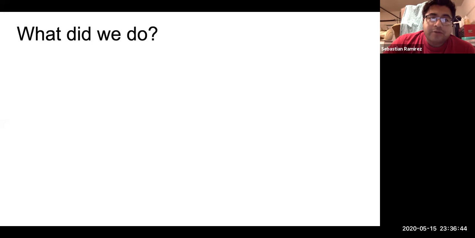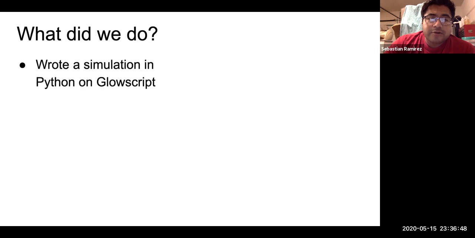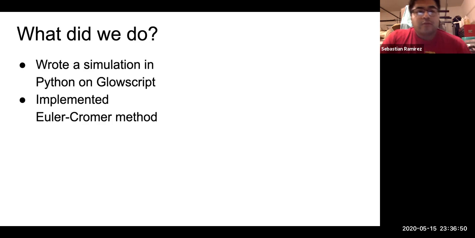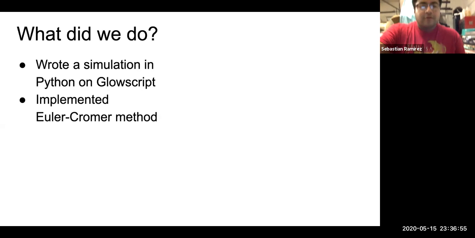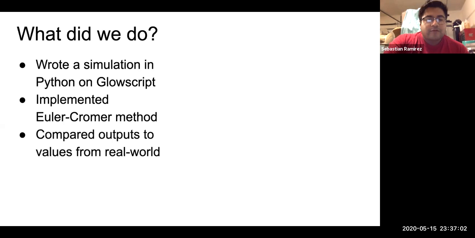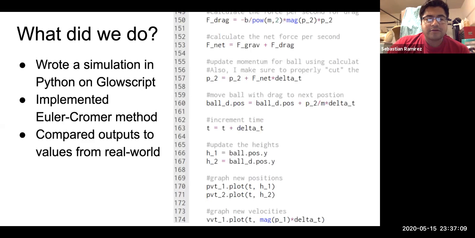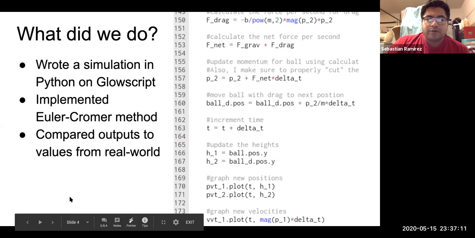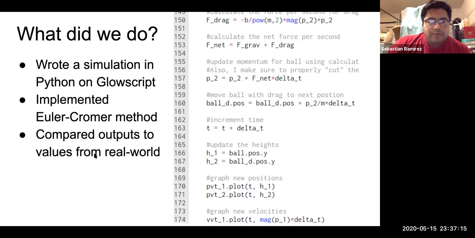So what did we do? We wrote a simulation in Python and GlowScript, and then we implemented the Euler-Kromer method. Then we compared the outputs to values from the real world. There is a sample of what our code is, as you can tell here.